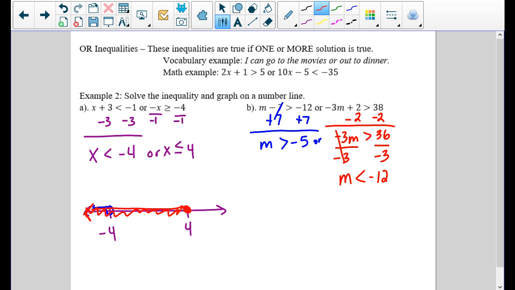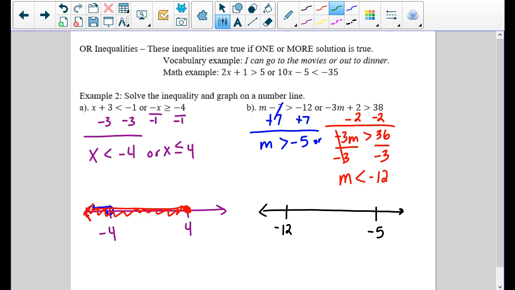So let's take a look at our graph. I have negative 12 on the left, negative 5 on the right. Make sure that they're in the right spots. When I solved it, negative 12 is smaller, so it needs to be on the left side. That is the one thing we'll be picky on when you're doing these graphs. The order has to be right.